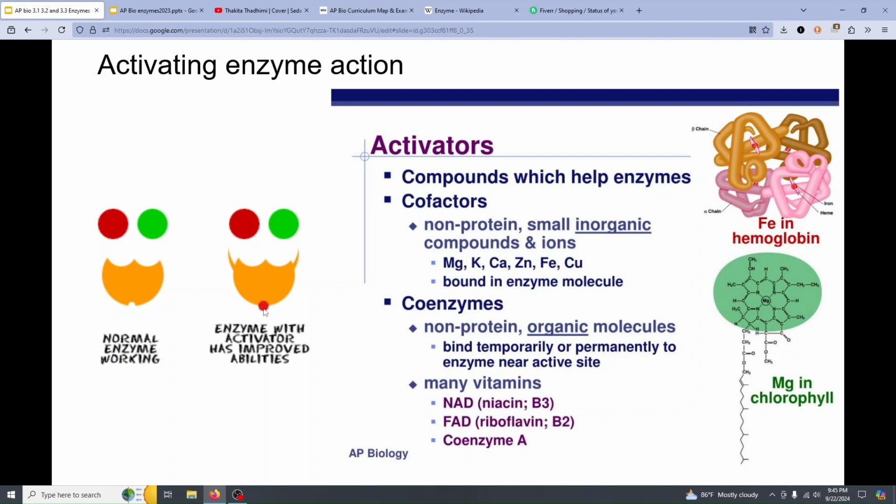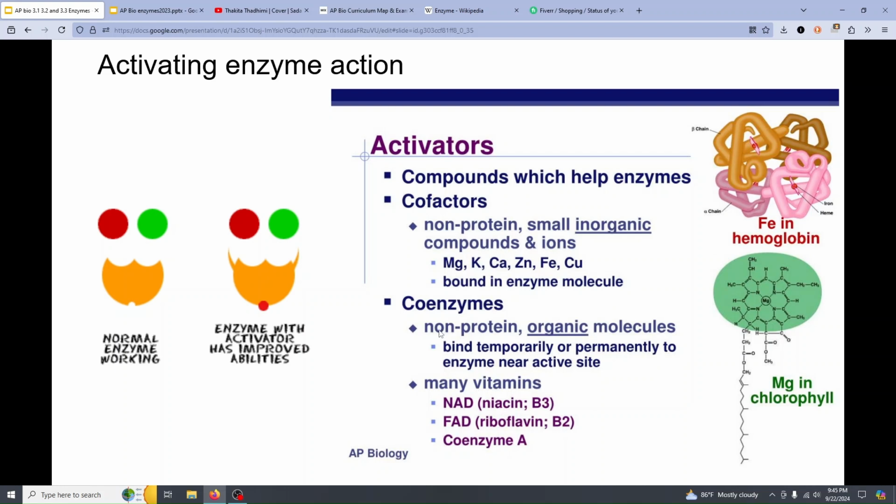And so those activators that bind to this enzyme to make the enzyme even more active are called, it can be of two types. They can be cofactors or coenzymes. So cofactors are those small inorganic compounds, ions, non-protein, like magnesium, potassium, iron, copper, zinc. So these can come and bind to this allosteric site and change the configuration of the active site so that it can attach to the substrates better.